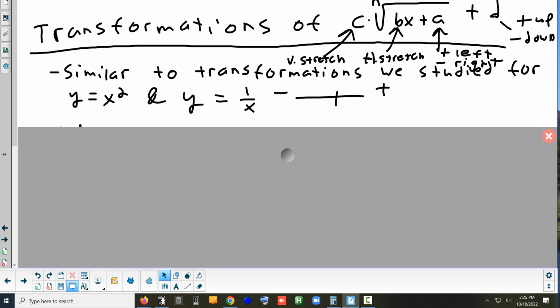If C was negative, that would cause a vertical flip. If B was negative, that would cause a horizontal flip. But that's what the A, the B, the C, and the D do. And the reason I use those letters is because that's the order that it does what it does in. First it moves left and right, then stretches left and right, then stretches up and down, then shifts up or down.